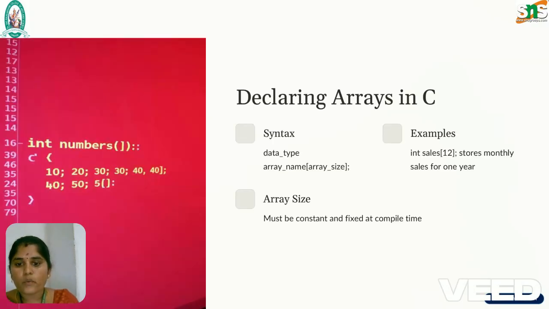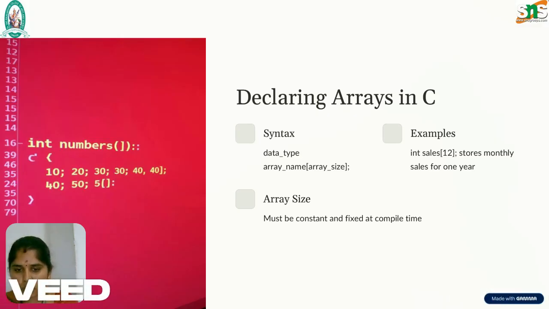Next, how do we declare an array? For declaring an array, there is a sequence of steps to be carried out. First is the syntax: data type, variable name, and inside the brackets we have to specify how many values it is going to store. That is the size. So the syntax is data type, array name, bracket, the size of the value.